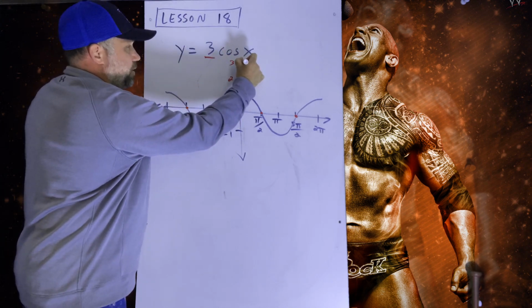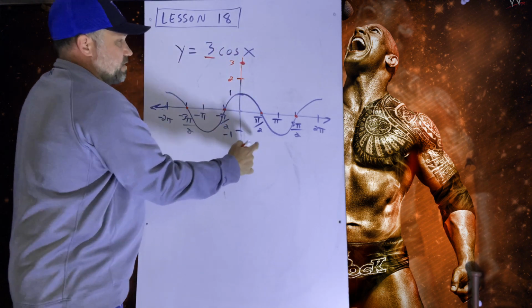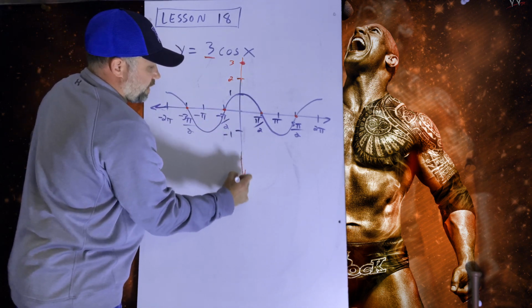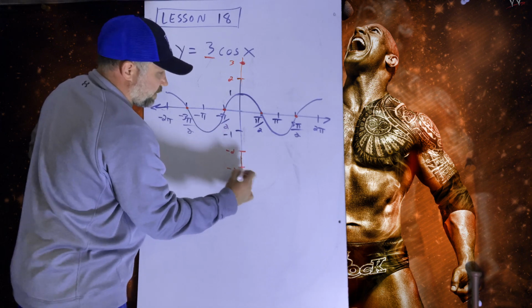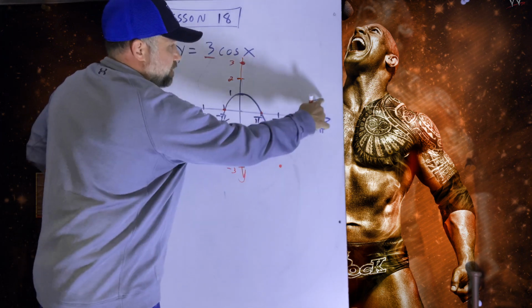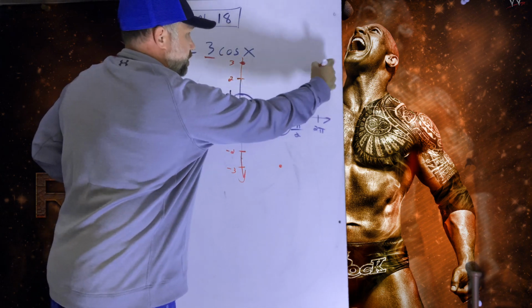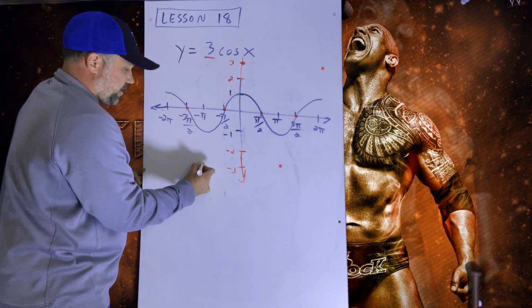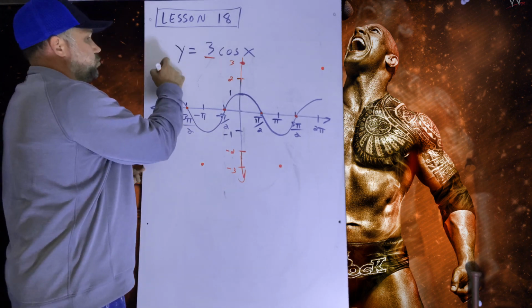So it's going to peak way up here. And instead of going down to -1, it's actually going to go down to -3. So this part of the graph is going to slide down to -3. This part was at 1, it'll slide up to 3. This one was at -1, it will slide down to -3. This one will go up to 3.